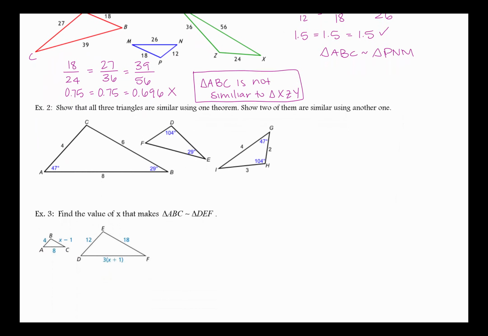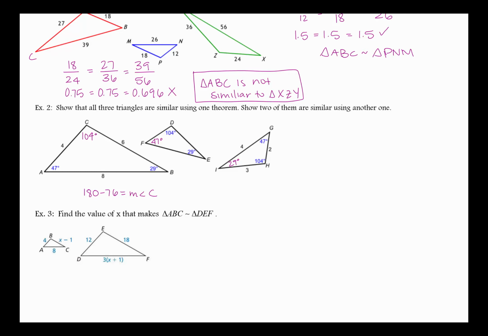Now over here, let's look at these two down here. For example 2, I want to show that all these triangles are similar using just one theorem, and then show two of them are similar using another. So we're going to have to think about what we want to do. Over here, I'm going to find that missing piece. If I add 47 and 29 together, I get 76. And so 180 minus 76 is going to give me the measure of angle C. When I find that, I get 104 degrees. So if this is 104 and this is 29, we can automatically assume this is 47. And if this is 47 and 104, I can assume that this is 29 degrees.